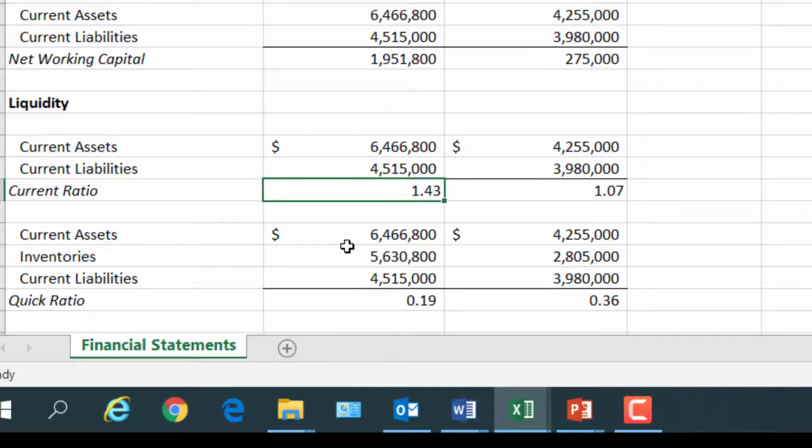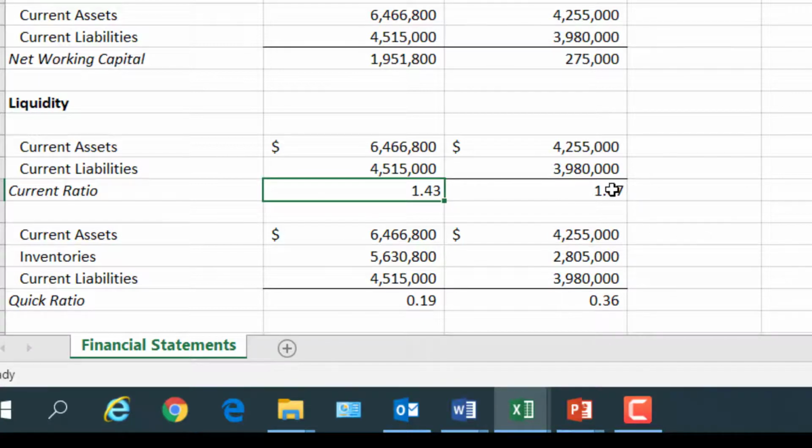And so if you're just holding cash, you've got to have a reason. So here we basically have $1.43 worth of assets for every dollar in liabilities. Let me rephrase that. We have $1.43 in current assets for every dollar in current liabilities. So we can pay off all of our current liabilities and still have 43 cents left over for every dollar we spent paying off the liabilities.